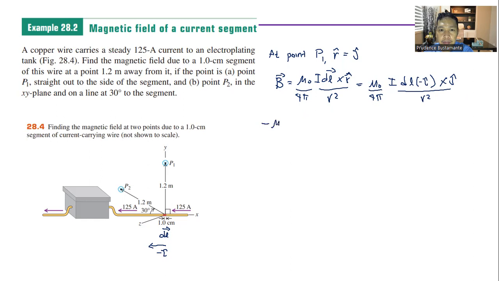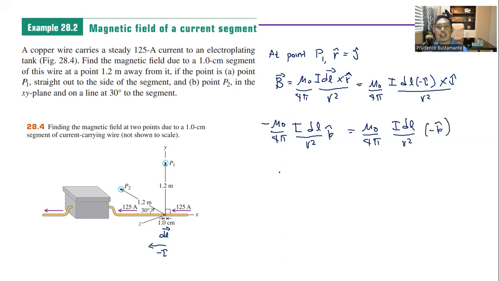So we have negative mu naught over 4 pi, I dl over r squared, k hat. So we factor out the negative here, then we are left with i cross j, and the answer is just k. Or you can also use the right hand rule.